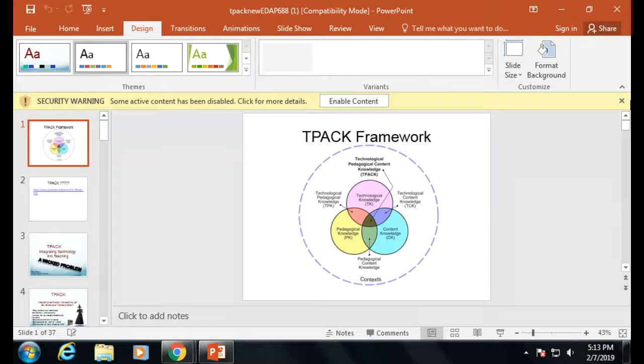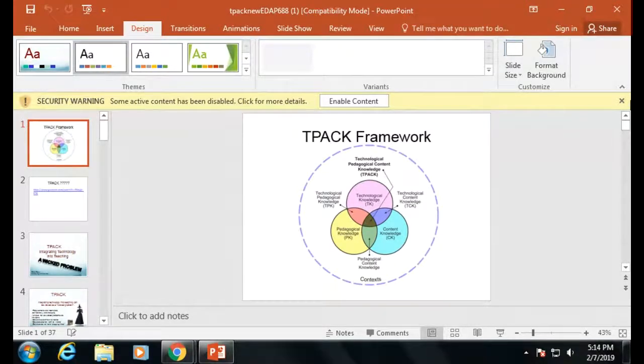What do you see at the top of the model? Technology knowledge. And so it appears that the model is saying the first consideration is technology. Nope. It should be the last. The first consideration is, what is the content that I'm trying to teach? What is the pedagogy that I'm going to use in teaching that? And then does technology fit?